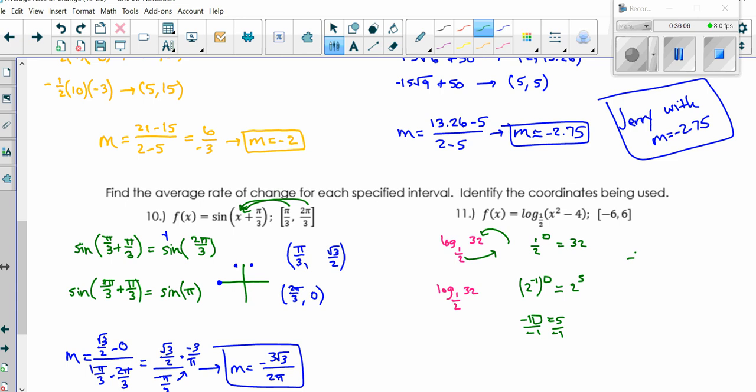So that means when my x value is negative 6, I'm going to get an output of negative 5. And that also means when my x value is positive 6, I'm also going to get an output of negative 5.